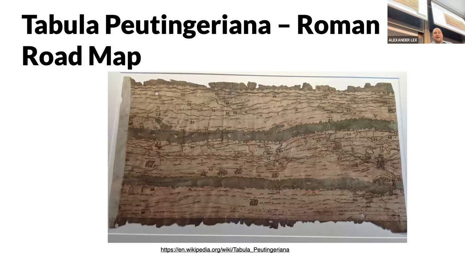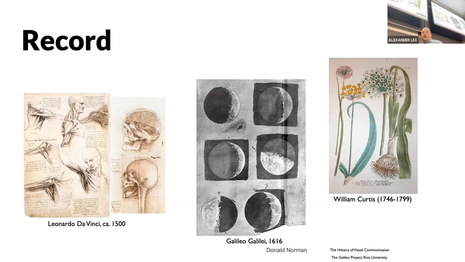This is the Tabula Peutingeriana, a Roman road map. It had all of the major roads of the Roman Empire on a 6 meter, 18 feet long map. What you see here in the picture is a 13th century copy, but supposedly this was a map that was actually used in Roman times. So there's a long, rich history, especially of maps, but also of anatomical drawings.